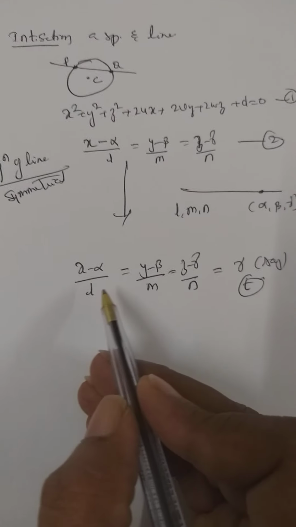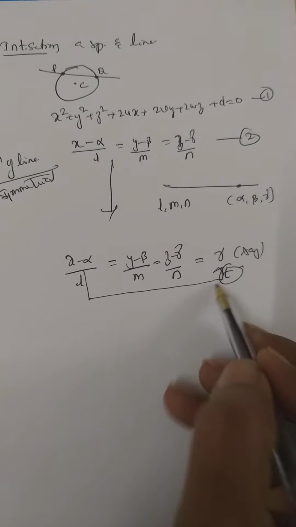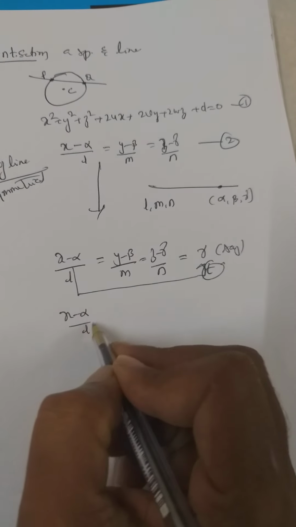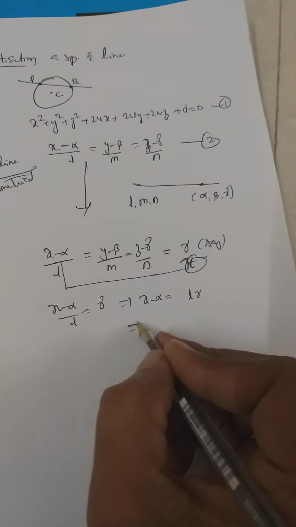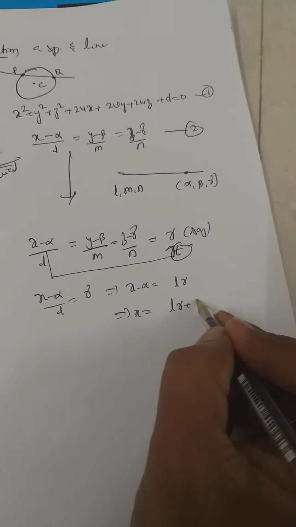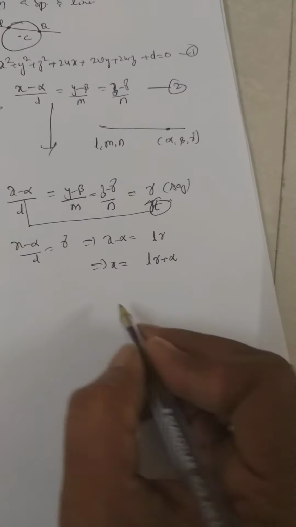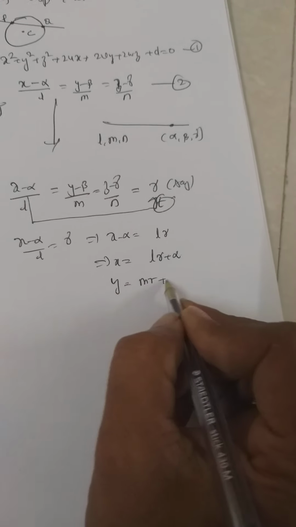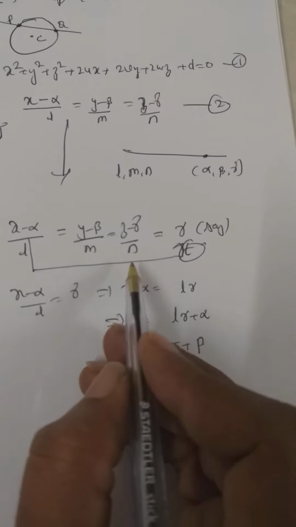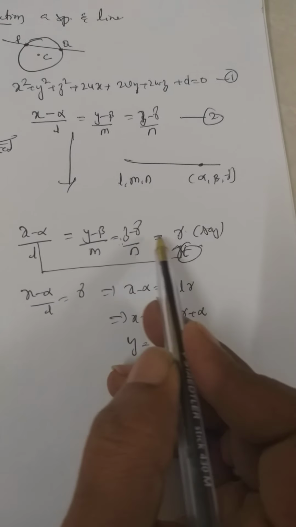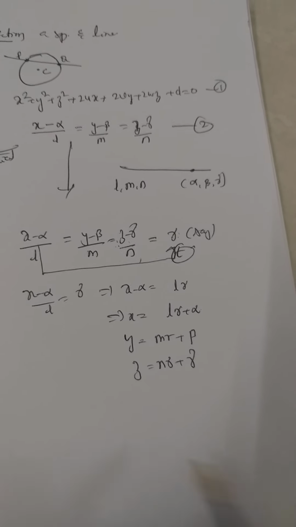Now, here we are equating (x minus alpha) by L is equal to R. What will you get? x minus alpha is equal to LR, so x is equal to LR plus alpha. Similarly, if you equate these two, y is equal to MR plus beta. Similarly, z minus gamma is equal to NR, so z is equal to NR plus gamma.